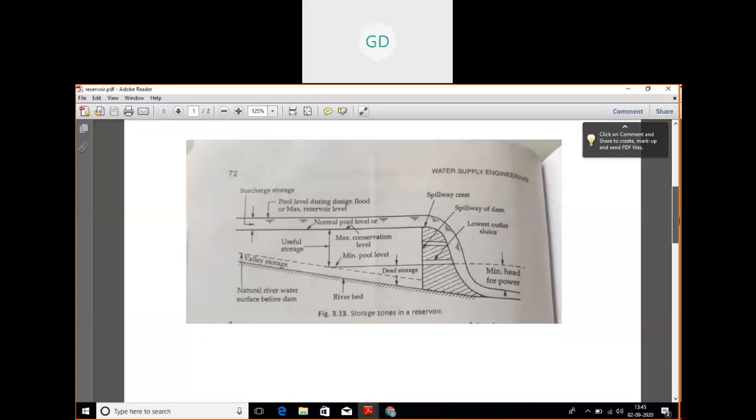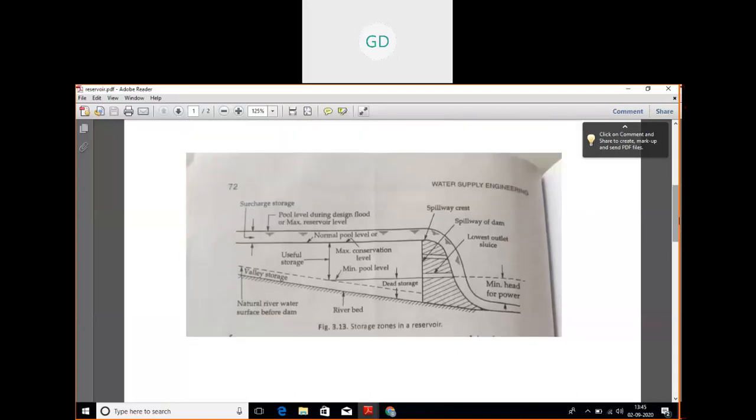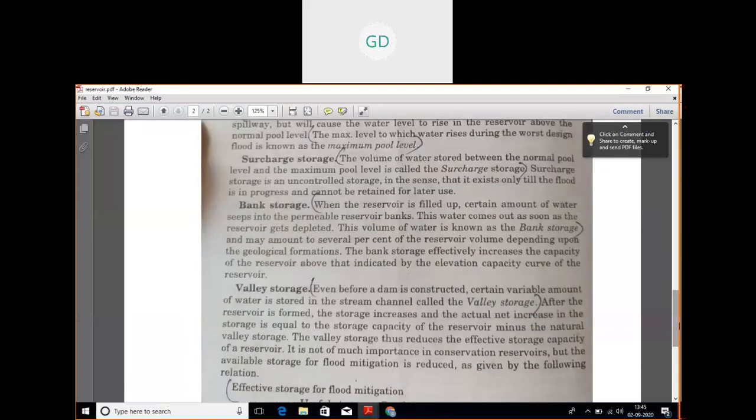Okay, so that storage, that water which it stores, seeps through the river bed. That storage of water is known as your bank storage. It is written here: when the reservoir is filled up, a certain amount of water seeps into the permeable reservoir banks. This water comes out as soon as the reservoir gets depleted. That means when the level is diminished, when there is no water, only during that time the water comes out. So that volume of water is known as your bank storage.